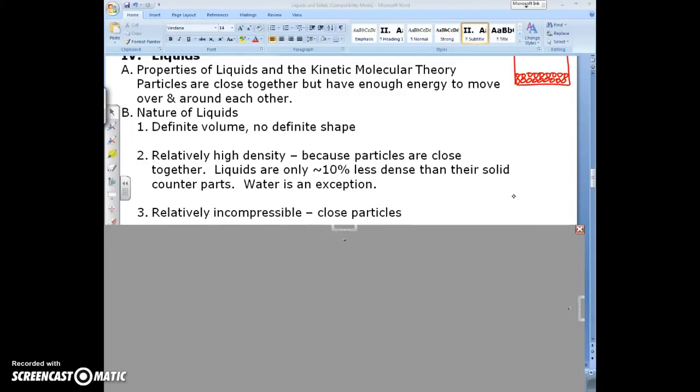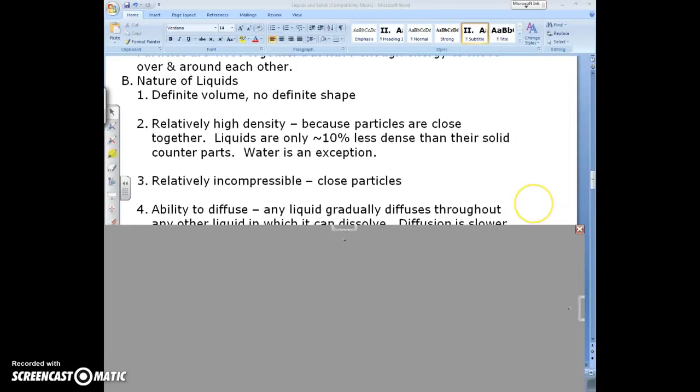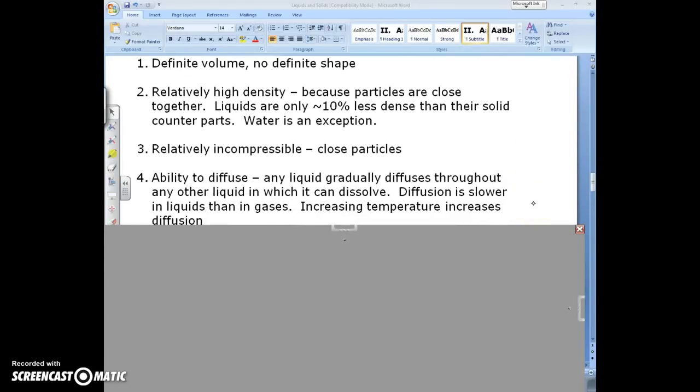Liquids are relatively incompressible. That's because the particles are really close together, so there's no space to get rid of, like there is in gases. Liquids also have the ability to diffuse. Any liquid will gradually diffuse throughout any other liquid in which it can dissolve. Diffusion is slower in liquids than in gases. Increasing the temperature increases diffusion.